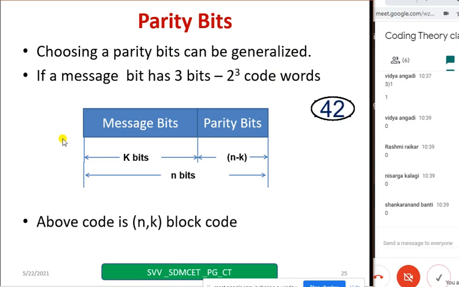Always in the beginning I have message bits, followed by parity bits. Now k message bits are there, so those many code words I'll have. So 2 raised to k code words I'll be having.